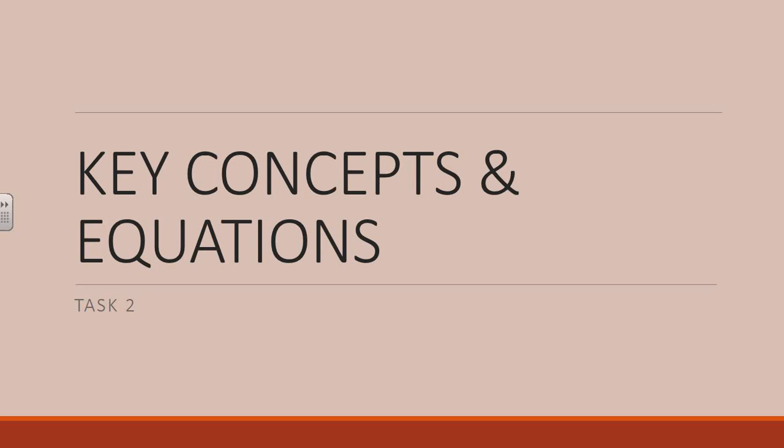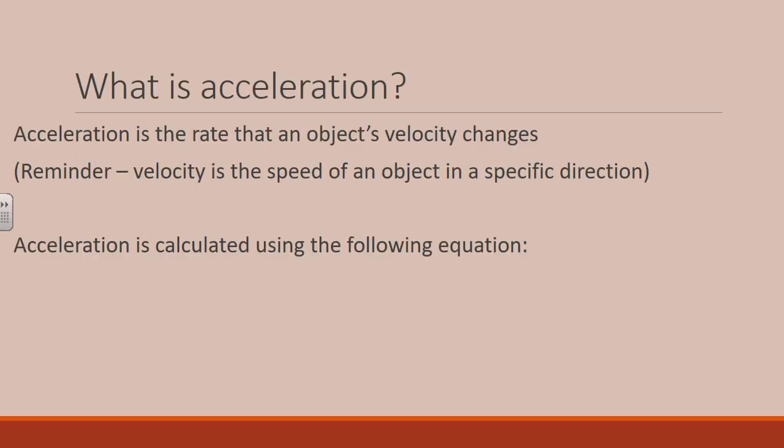Okay, the second task and the bulk of this video is around the key concepts and equations that we're using looking at acceleration. So you're going to need to take down a few notes from this, and you're going to need to do a few calculations using the worked examples that I'm going to go through. So first of all, what do we mean by acceleration? So acceleration is the rate that an object's velocity changes. And just as a reminder, velocity is the speed of an object in a specific direction. Okay, so acceleration is just how quickly that velocity changes over a period of time.